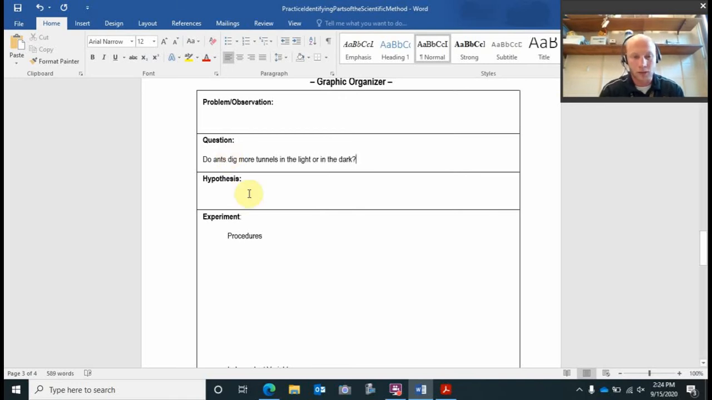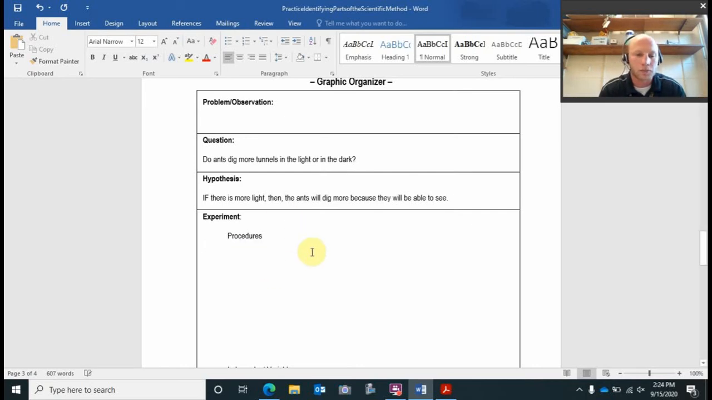Our hypothesis, we're going to attempt to answer it with an if and then because statement. So if there is more light, then the ants will dig more because they will be able to see. And that makes sense, right? The ants will be able to see because there's light outside, so let's go ahead and go with that.